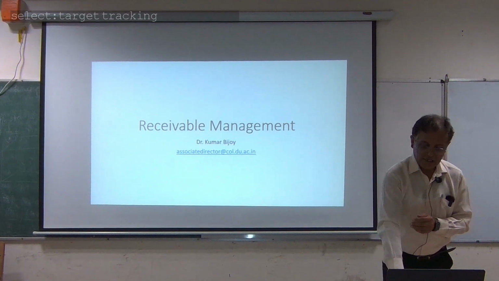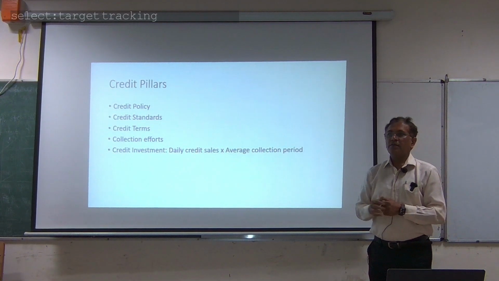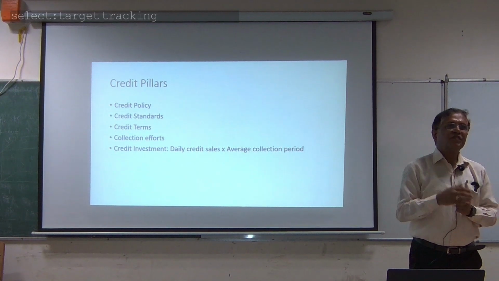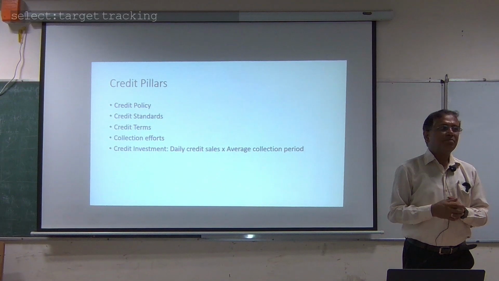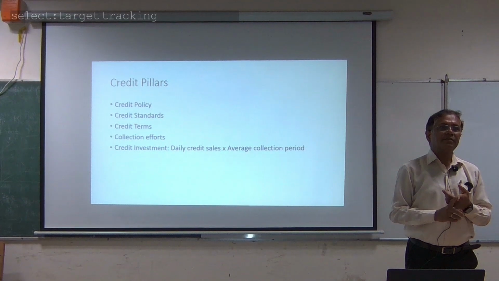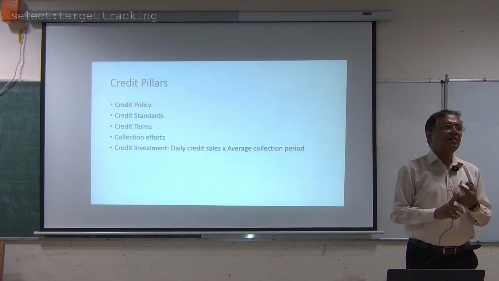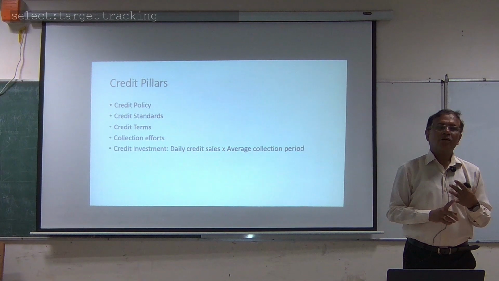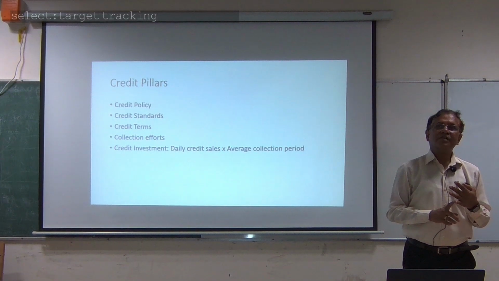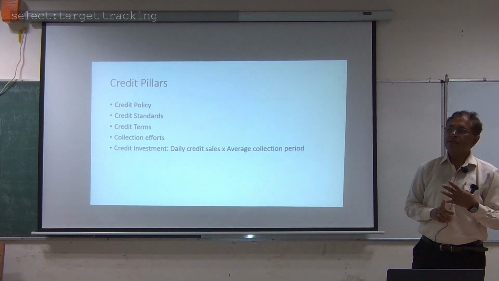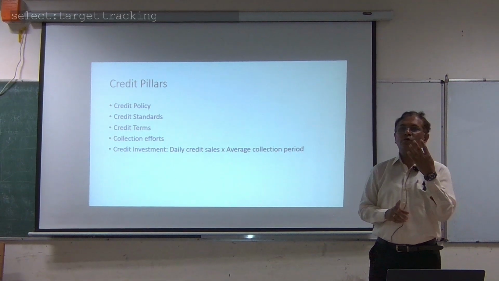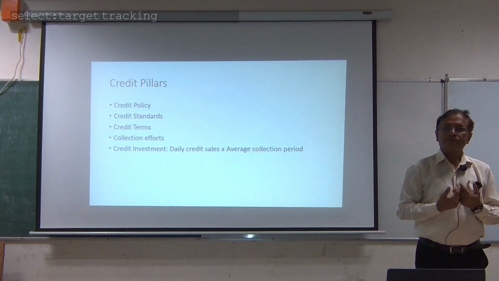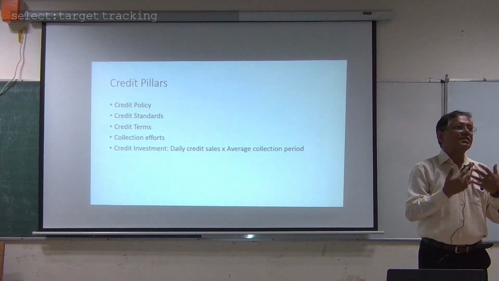So let's look into what are the aspects which we are going to talk about. There are four important pillars. Fifth, we talk about investments. The pillar is what kind of credit policy is there. Standards are there. Terms are there. And finally, what are the collection efforts made by the organization to receive the receivables. These are the four pillars. What are those four pillars? First one is policy.